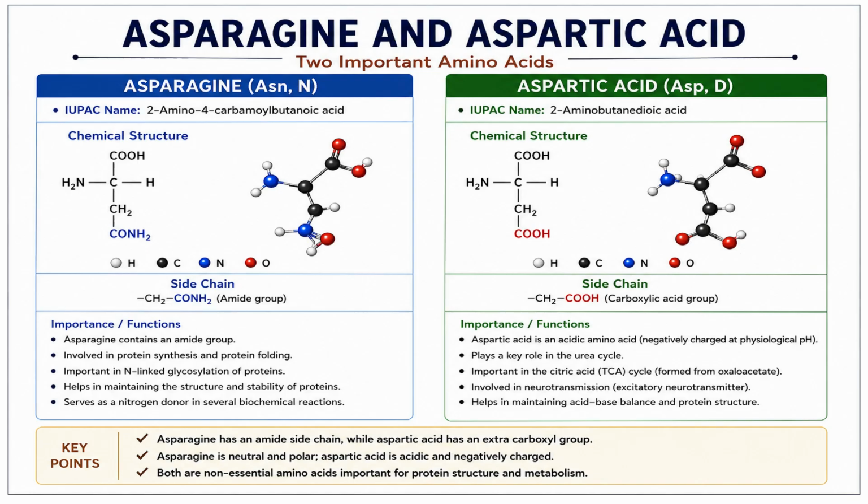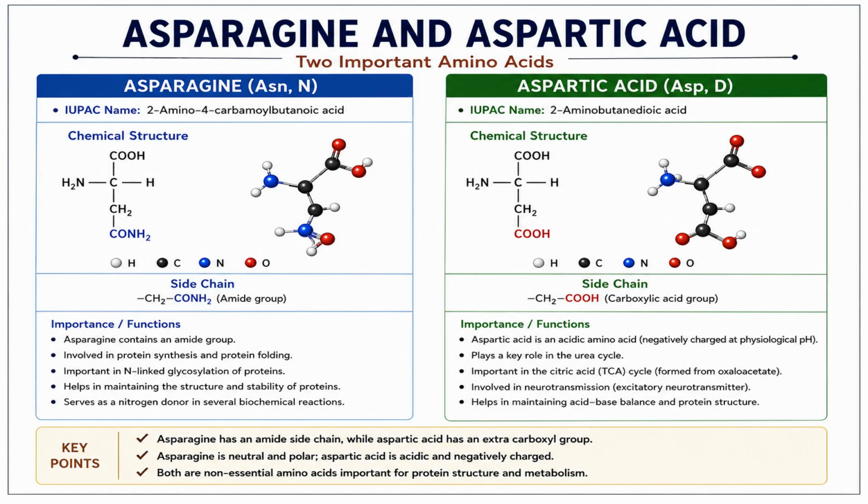It has a particularly important role in N-linked glycosylation, where carbohydrates are attached to asparagine residues in specific protein sequences. Asparagine also participates in nitrogen metabolism and can serve as a form of nitrogen storage or transport in cells. Aspartic acid, Asp, D, is an acidic amino acid with an additional carboxyl group, COOH, in its side chain.